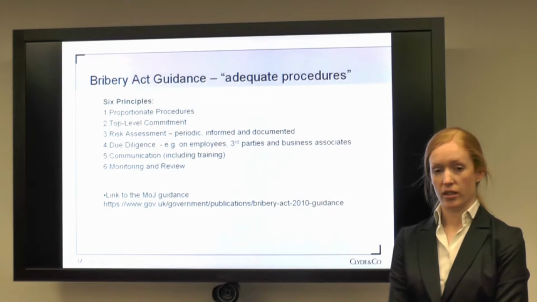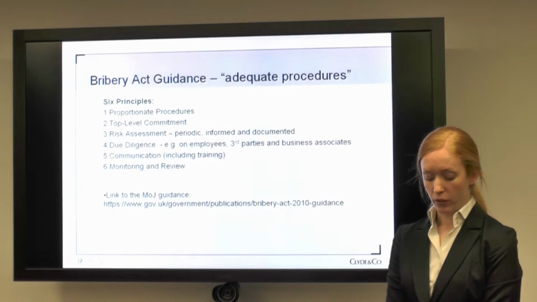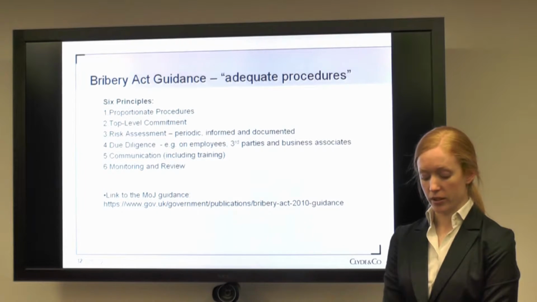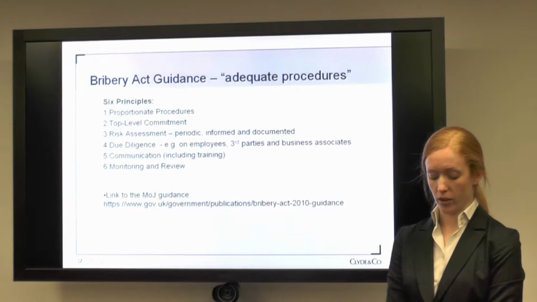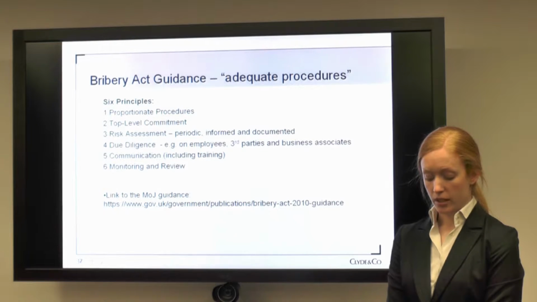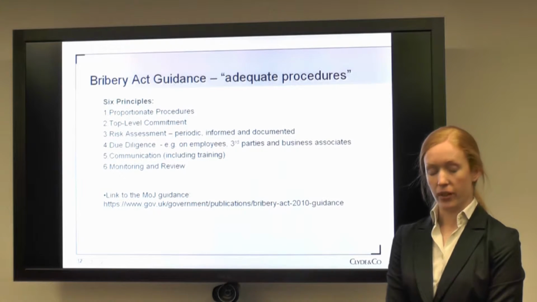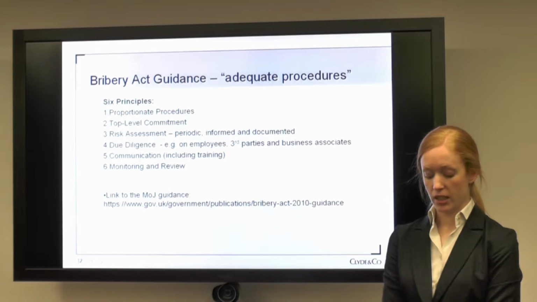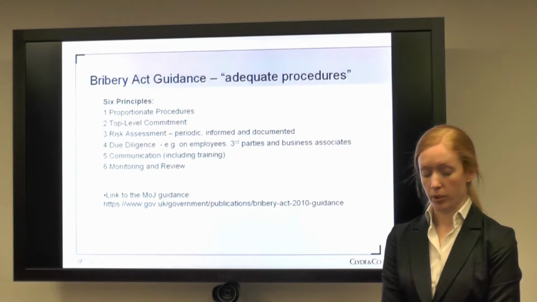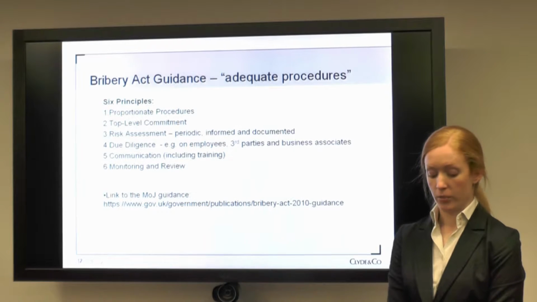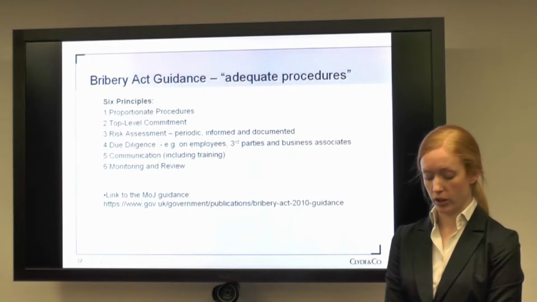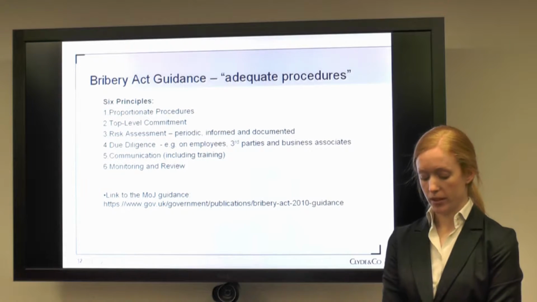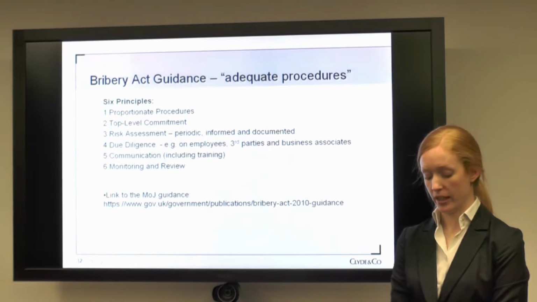The definition of associated person is very wide, and therefore you should take care to ensure that your business partners are not committing bribery, as this may later be deemed to have been acting on the company's behalf. Communication means ensuring that all employees are fully aware of the company's anti-bribery policies and procedures and providing training on this as appropriate. And finally, monitoring and review. This principle requires companies to carry out periodic reviews of their policies to ensure that the policies are working and to plug any gaps where necessary.